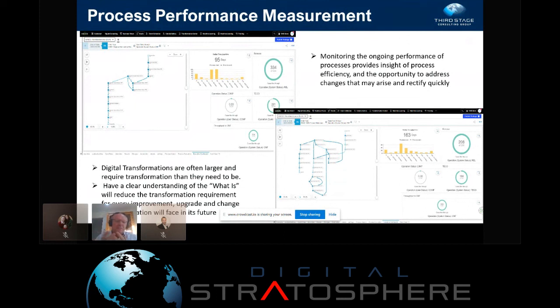And so digital transformations are often larger than required, because often we don't understand what we're actually venturing into. We find that we get halfway along the journey and we didn't estimate or assume that would be a problem for us. And so then we've got to go off and fix that. That's where we get this time blowout and cost blowout. And having that clear understanding of the what is reduces your transformation requirement.